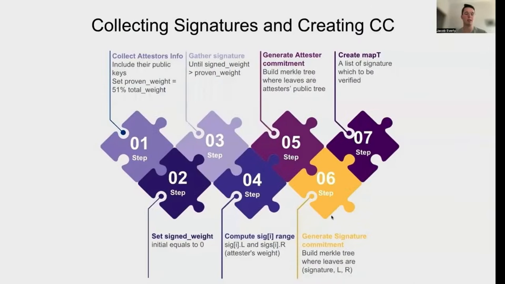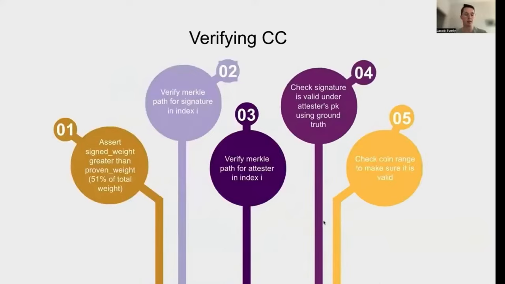The CC creation involves setting a weight threshold for the vote, initializing gathering votes till the threshold is met, and committing to the attester's weight in a ground truth Merkle tree and assigned messages weight in a vote Merkle tree. After that, we create a mapping that we will deal with in the verification. Verification requires checking the threshold, validity of Merkle path, voter public keys, and coin mappings. For a detailed procedure, refer to the original paper.